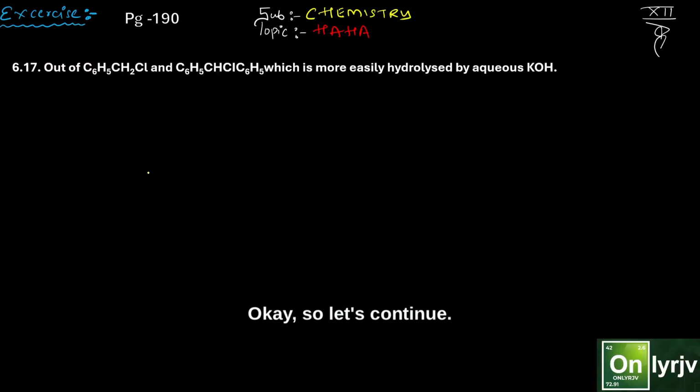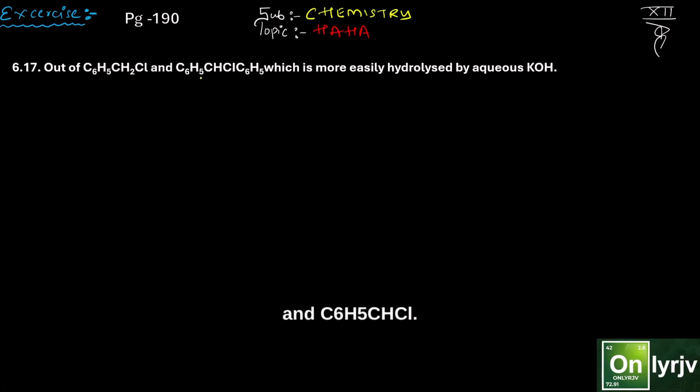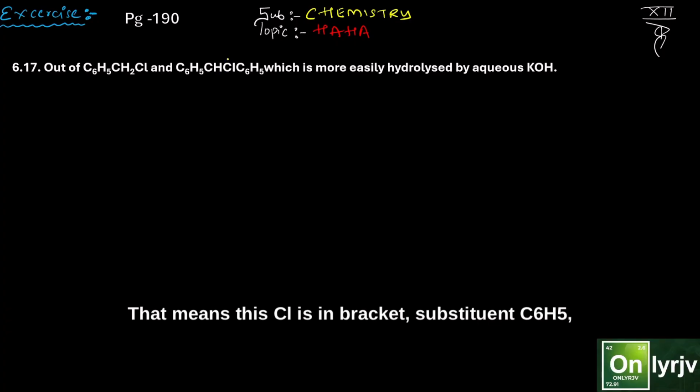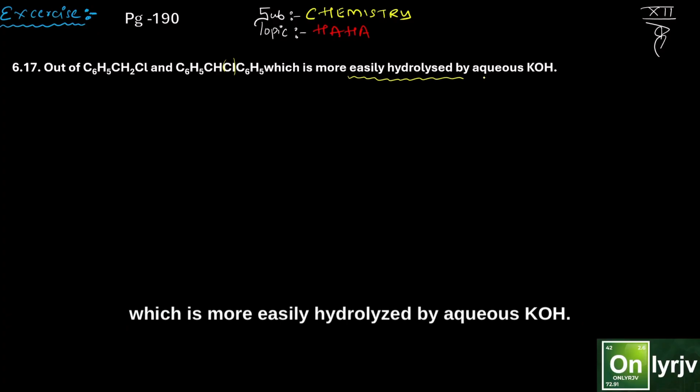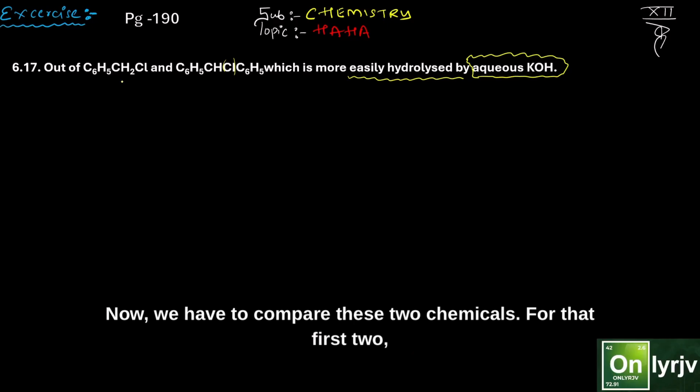Okay, so let's continue. The question for today is 6.17: out of C6H5CH2Cl and C6H5CH(Cl)C6H5, which is more easily hydrolyzed by aqueous KOH? With aqueous KOH, a substitution reaction will take place, right? Now we have to compare these two chemicals.